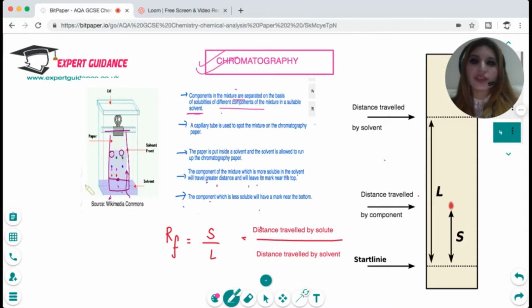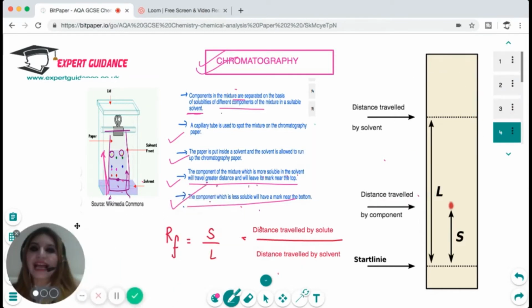Now, how do we do this chromatography? You must have done it in school. You take a paper, you mark a line with a pencil, and touch the substance you want to separate with a kind of capillary tube. Now, by capillary action, the solvent travels up, and as it travels up, it dissolves the components of the mixture and separates them on the basis of solubility. The component of the mixture which is more soluble in the solvent will travel a greater distance and will leave its mark near the top. The component which is less soluble will leave a mark near the bottom.